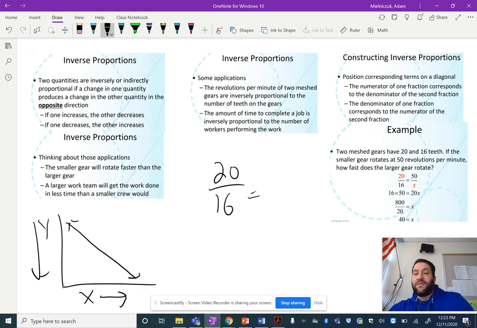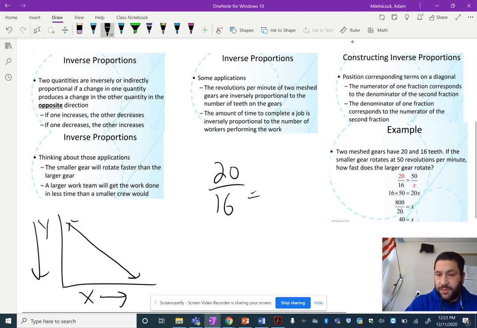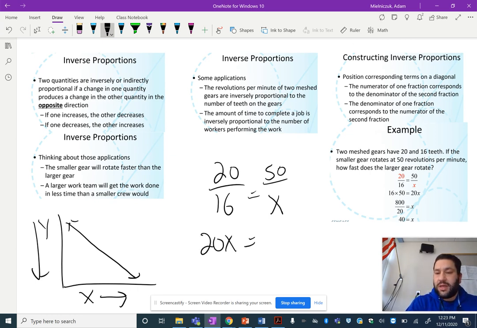Now, this is inverse, so the numerator of one fraction corresponds to the denominator of the second fraction. So it's going to be 50 over x. From here, it's just cross multiplication. So 20x will equal, what's 16 times 50? That's 800. Divide by 20 to get an answer of x equals 40.